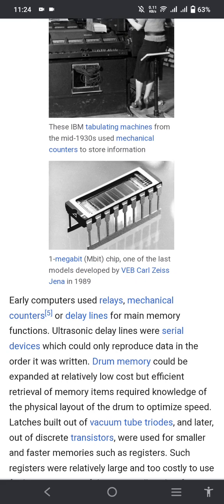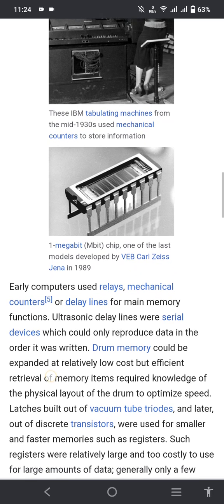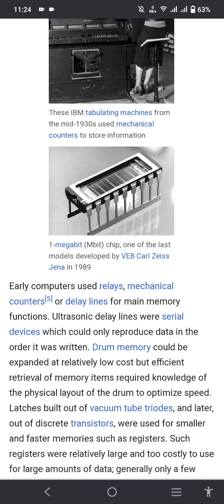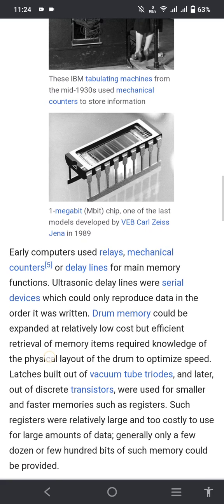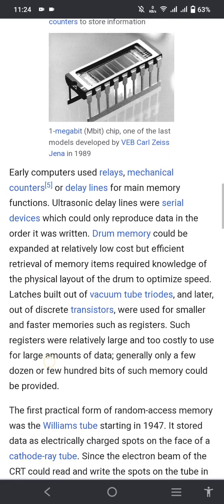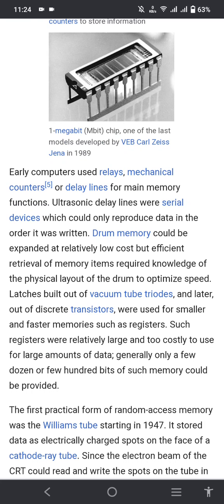Latches built out of vacuum tube triodes, and later out of discrete transistors, were used for smaller and faster memories such as registers. Such registers were relatively large and too costly to use for large amounts of data. Generally, only a few dozen or few hundred bits of such memory could be provided. The first practical form of random access memory was the Williams tube. Starting in 1947, it stored data as electrically charged spots on the face of a cathode ray tube.